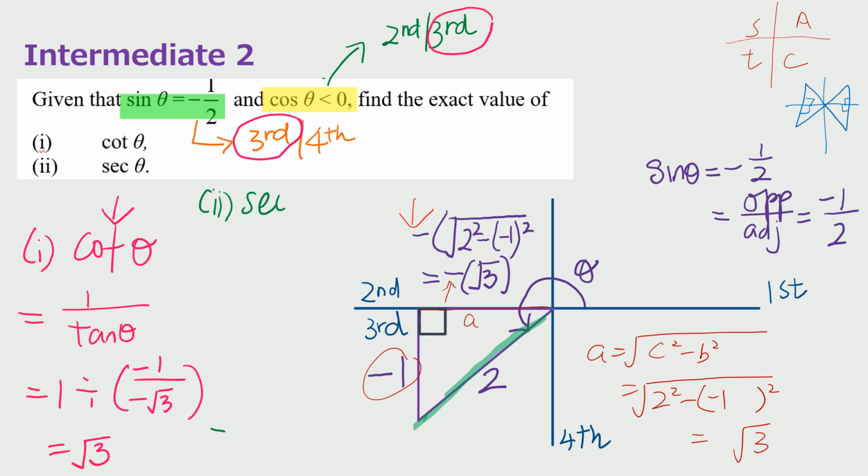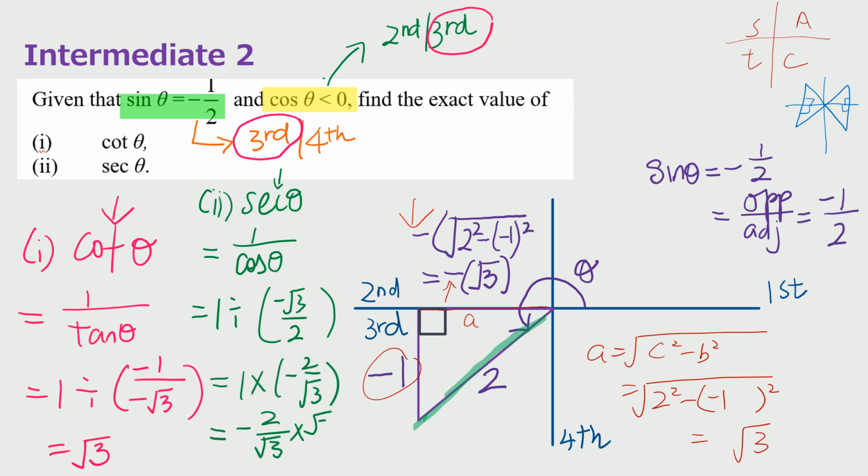So secant theta, third letter is the letter C. So it's 1 over cos theta. 1 divided by cos theta. Right, cos is A over H, negative square root 3 over 2. Change the division sign to multiplication. Flip it. And we need to rationalize it. Okay, you flip this guy, you will get negative 2 over square root 3. But we have to rationalize it to make the denominator an integer.